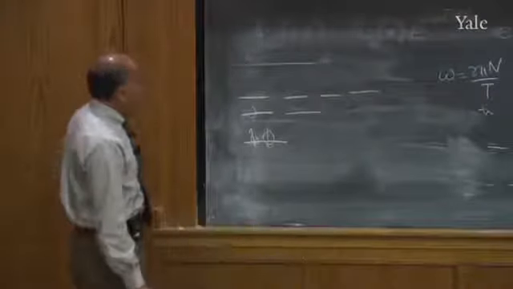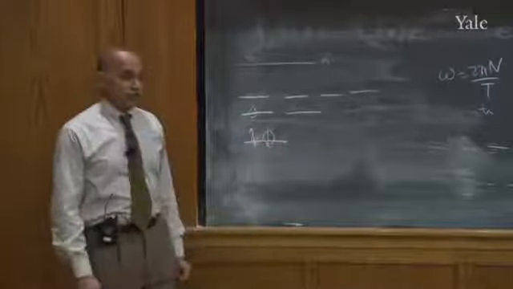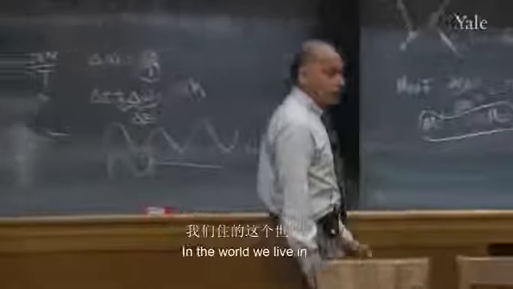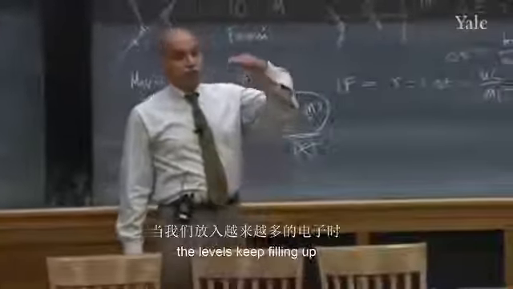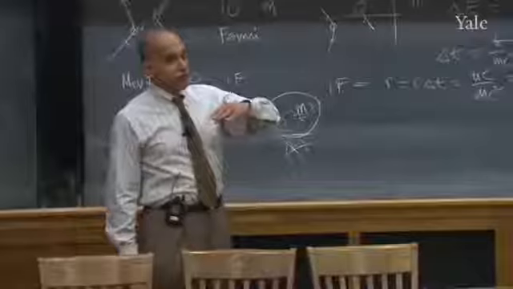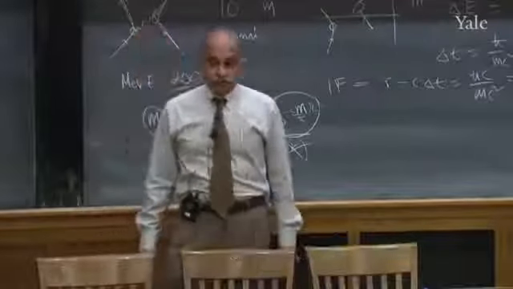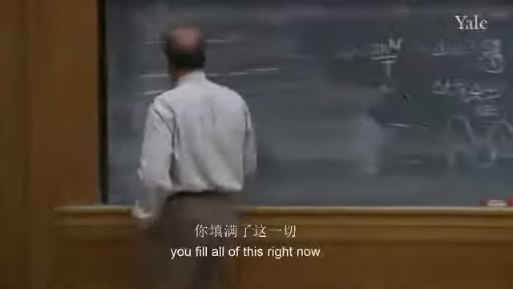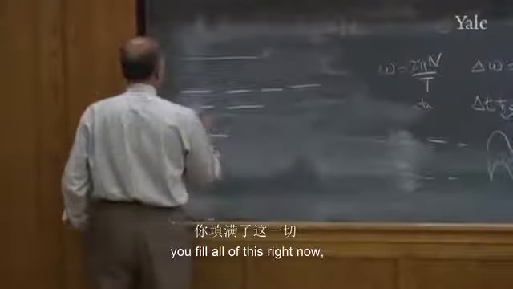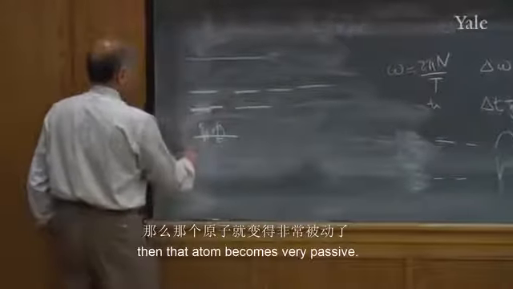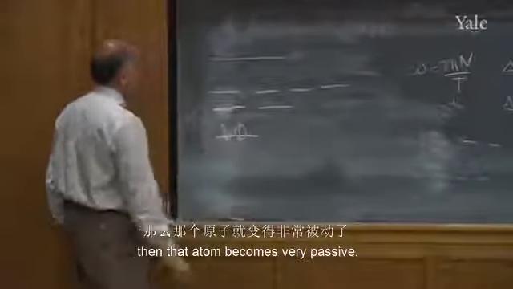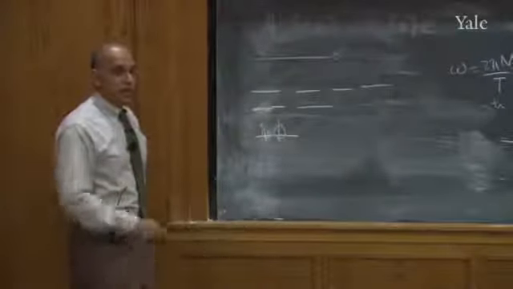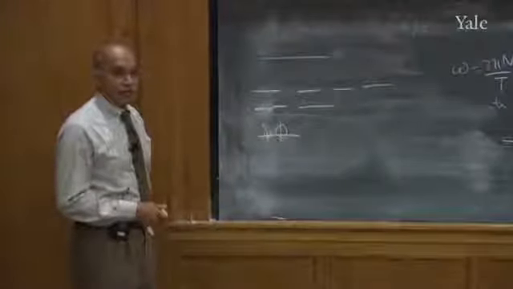If they were bosons, you could put them all in the lowest energy state. That world will look completely different from the world we live in. Because in the world we live in, the levels keep filling up. As you put more and more electrons, they have to go to higher and higher energy levels. If they go to higher and higher energy levels, what happens once in a while is you fill all of this right now, then that atom becomes very passive. It is not interested in either giving up electrons or taking electrons.